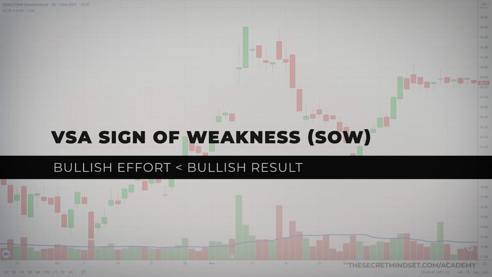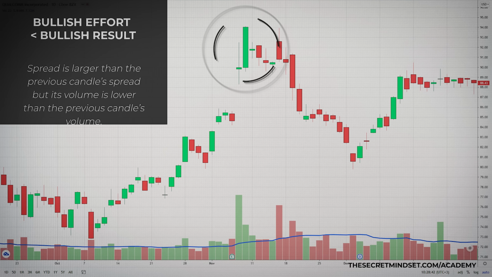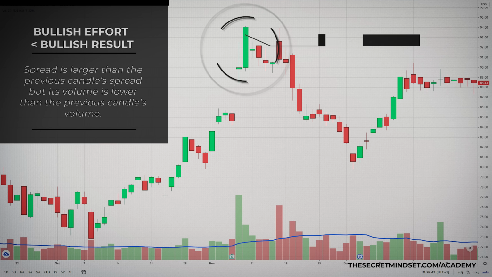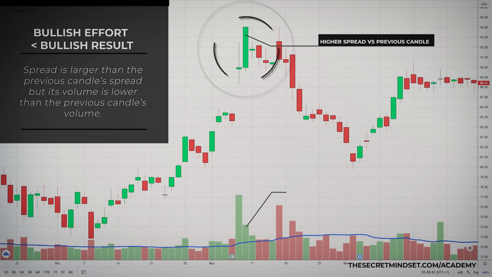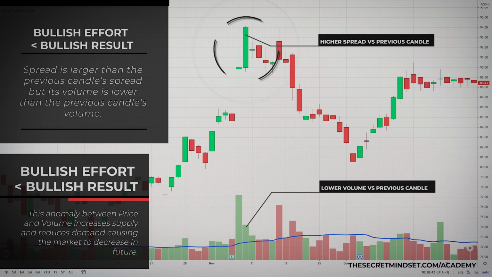Number 3. Bullish effort lower than bullish result. This is a high spread bullish candle whose spread is larger than the previous candle's spread, but its volume is lower than the previous candle's volume. The volume spread analysis suggests that if there has been no effort made, then there should not be the result, the spread. This divergence between price and volume increases supply and reduces demand, causing the market to decrease in the future.